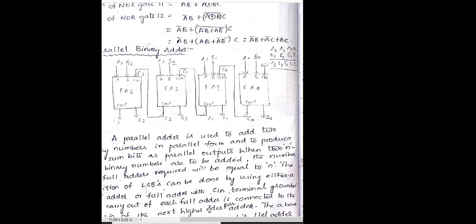Since we don't have any carry in for the first stage, that is, when you are adding A0 and B0, there is no carry. Therefore, we are making the C in grounded, which means it is connected to 0. A0, B0 are connected, and C in is connected to ground. The ground indicates it is connected to 0.